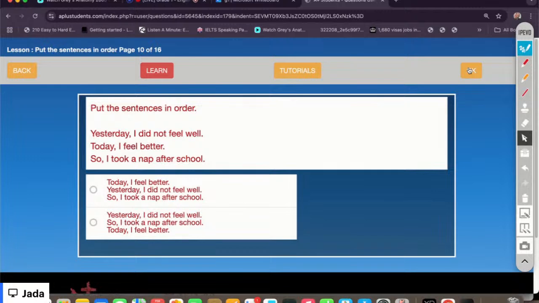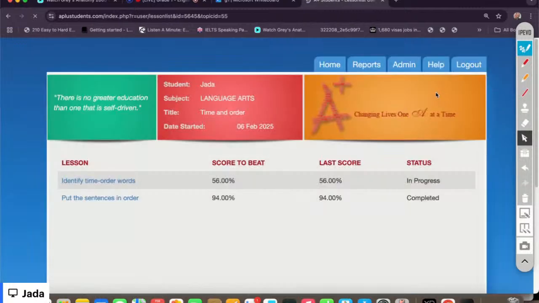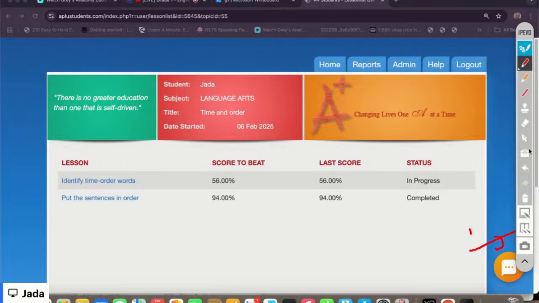All right, so that's it for our lesson, time and order. You have to make sure that you finish this test if you haven't done it before. And if you still need more help during the test, you can click on this chat button and then you will get more help. But before we finish, you can let me know if you have any questions and I will answer your questions.